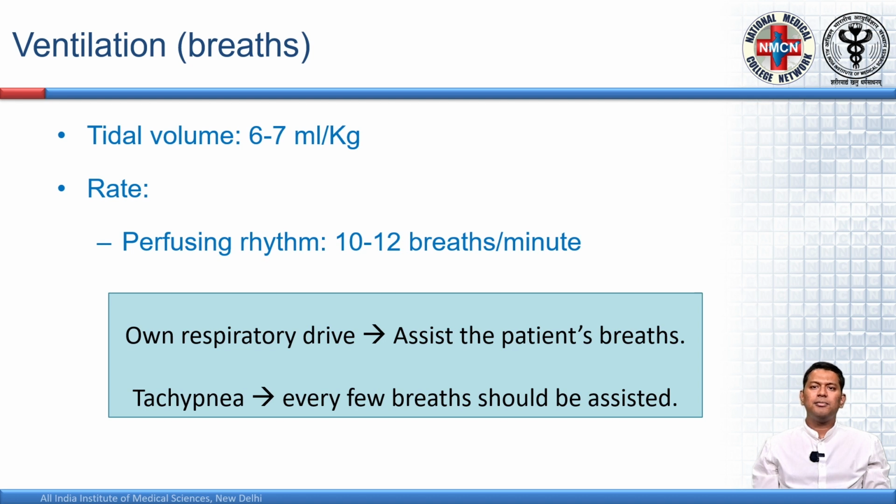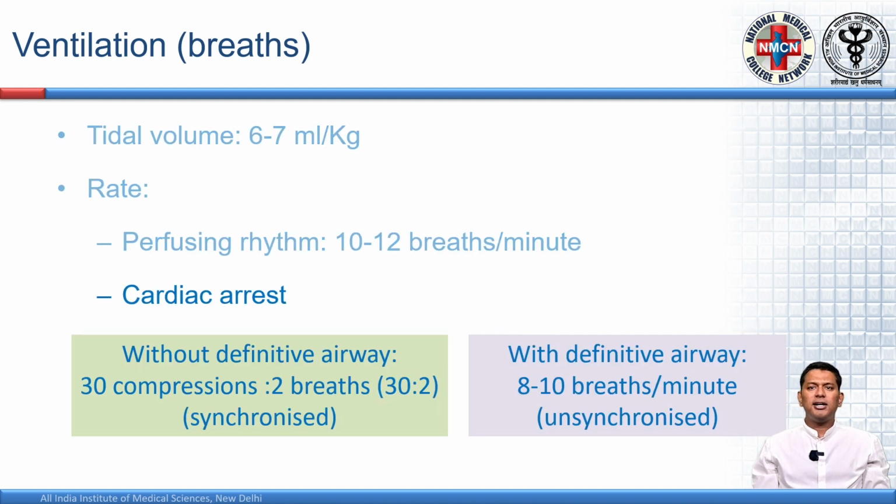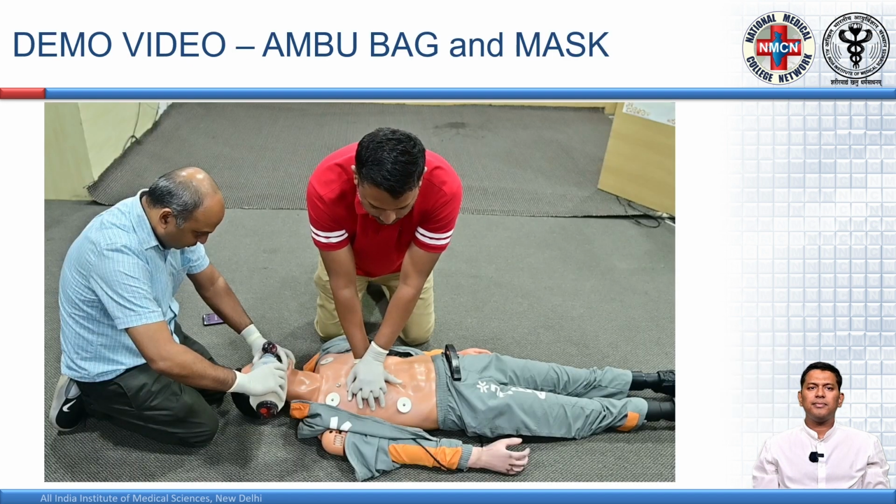In a patient with a perfusing rhythm who only requires respiratory support, ventilate at the rate of 10 to 12 breaths per minute. If the patient has their own respiratory drive, assist the patient's breaths. If the patient has tachypnea, every few breaths should be assisted. In patients with cardiac arrest and ongoing CPR, 2 breaths are given after a series of 30 chest compressions in a synchronized manner until a definitive airway is placed. Once a definitive airway, such as an endotracheal tube, is secured, ventilate at the rate of 8 to 10 breaths per minute.